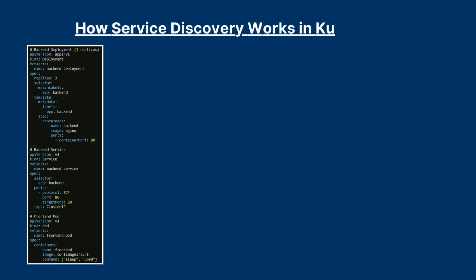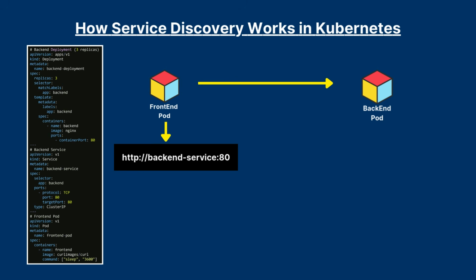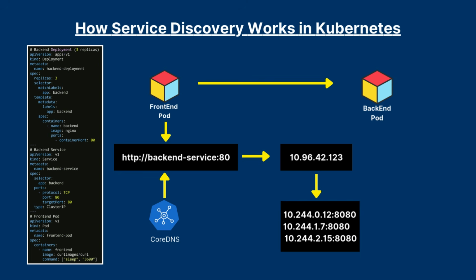Now, how does service discovery work in Kubernetes? Let's say we have a front-end pod that needs to talk to a back-end pod. Instead of remembering pod IPs, the front-end just sends a request to the backend service on port 80. Behind the scenes, CoreDNS steps in and resolves the name backend-service to the service cluster IP. The service then looks at its endpoints list and forwards the request to one of the backend pods.